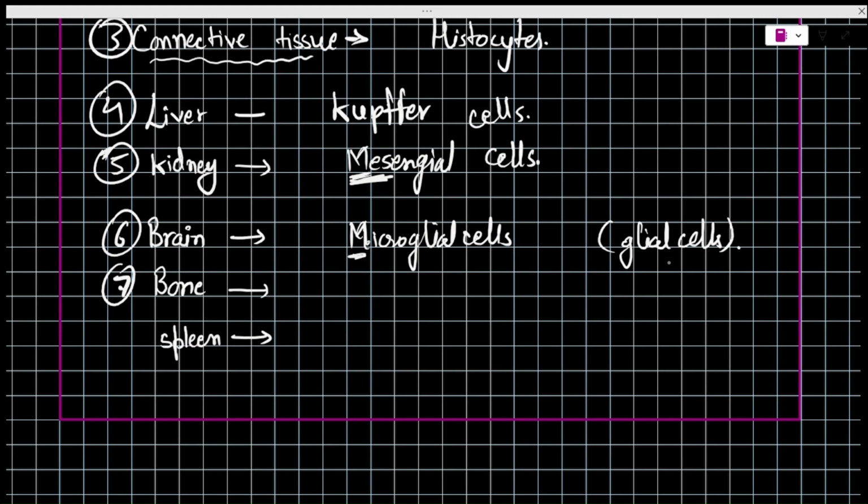Then seventh number comes for bones. So bones, the term osteo is related to bones. So osteoclasts are the macrophages in the bones. And the last, which is spleen, one of the secondary immune organs, there you can find splenic cells.